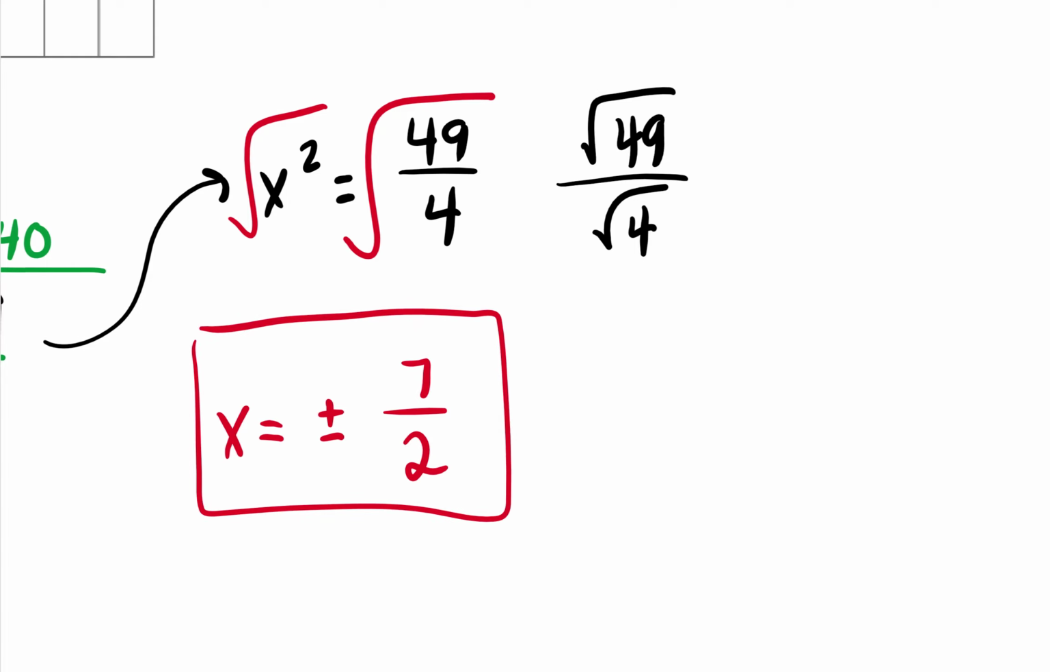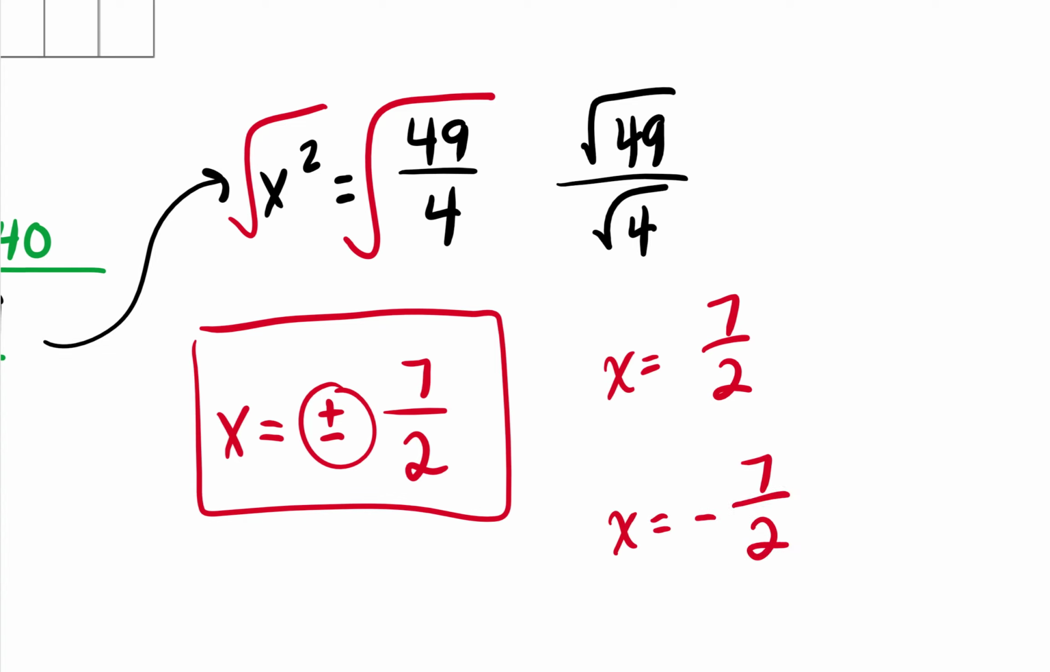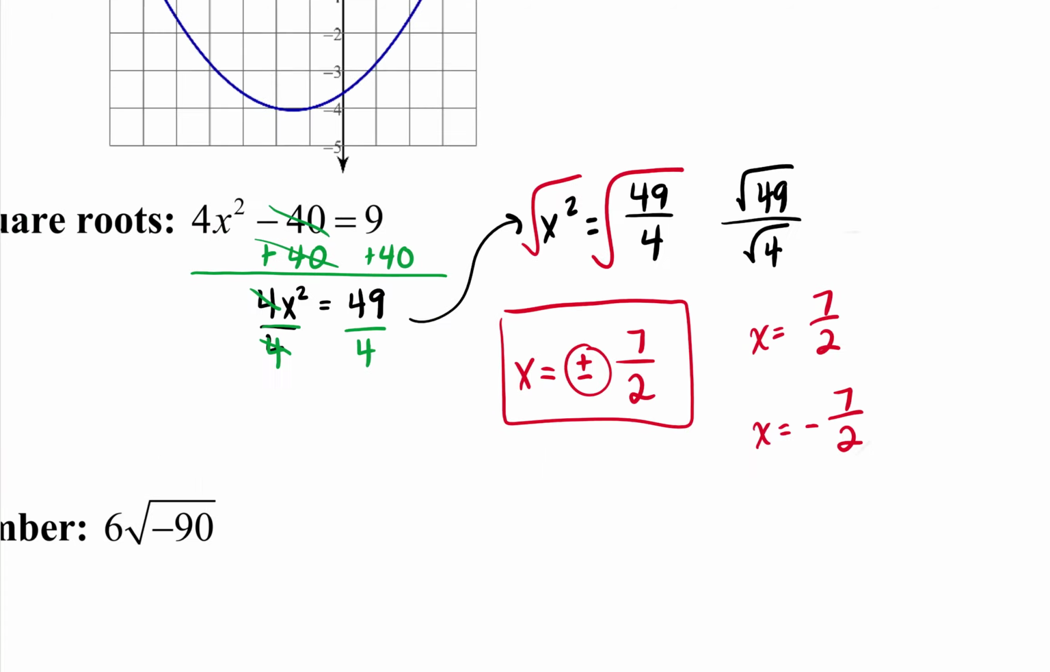Of course, on the test, because there's the plus minus, I would actually have x equals positive 7 over 2 and x equals negative 7 over 2. So you should have 2 answers on this question. So be careful with that.